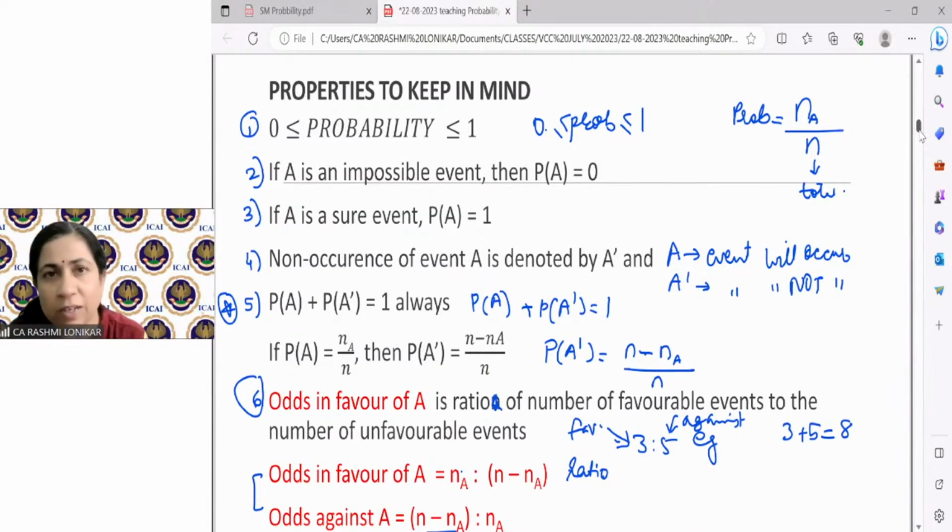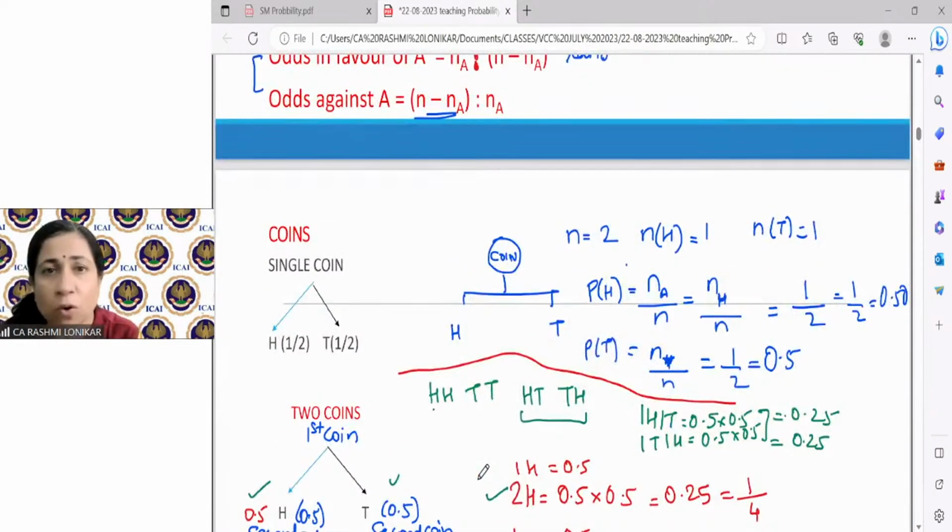Okay, odds in favor and odds against A. Odds in favor of A is written as Na is to n minus Na, and odds against A is written as n minus Na is to n. Always remember, the odds in favor or against is a ratio. It's not one number. You have those two dots in between, like this. So it's a ratio.